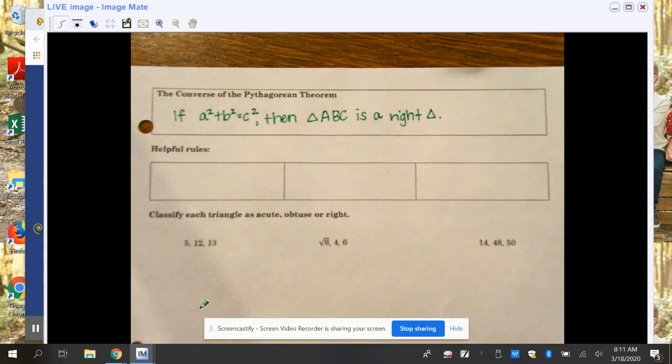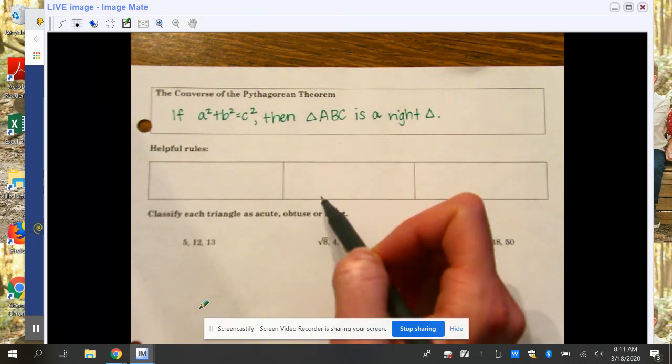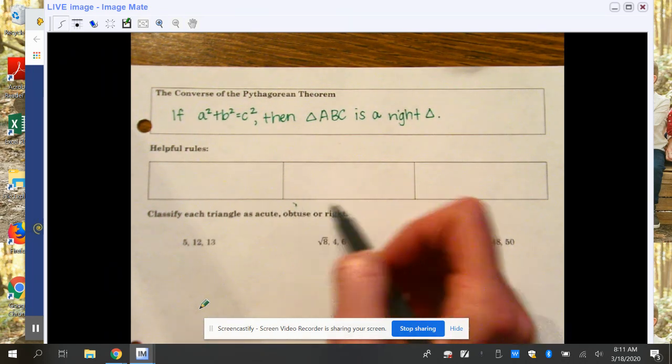Okay. And so when you're trying to determine that relationship, your job is to identify what C is, which is always going to be the longest side. And then you're going to relate that to A and B to help you determine if it's right. And you can also use it to figure out if it's acute or obtuse.